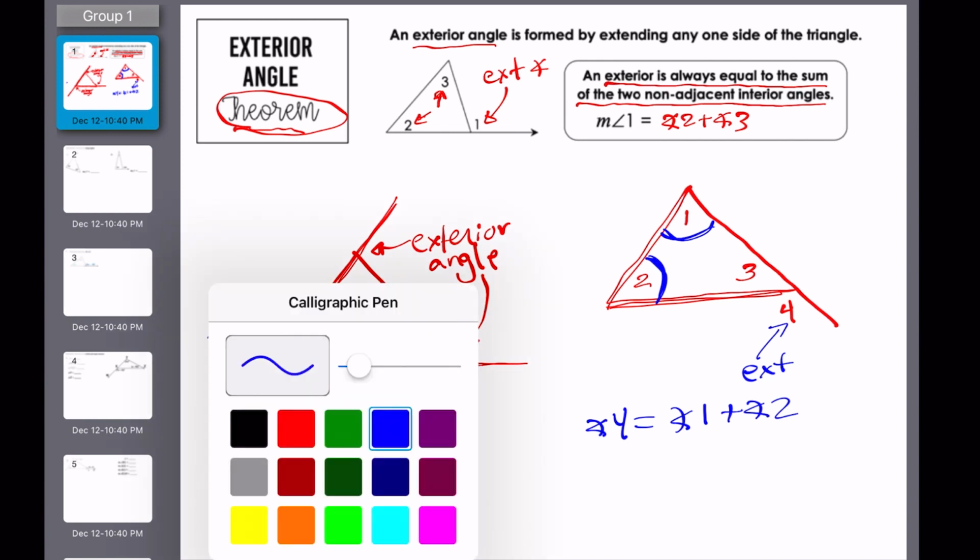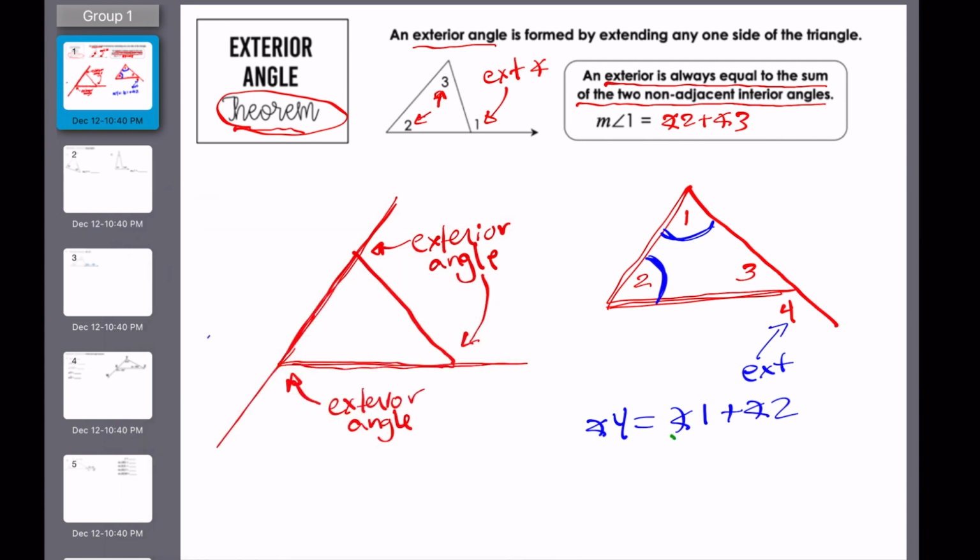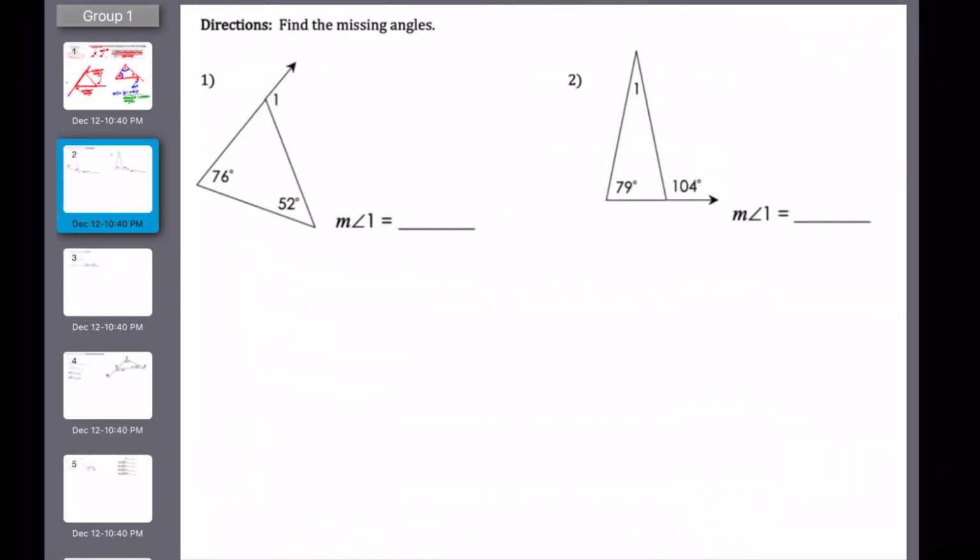And just so that we have the vocabulary, some textbooks call these non-adjacent angles remote interior angles. And again, the remote interior angles are the non-adjacent interior angles of a triangle. So now let's solve some problems using numbers.